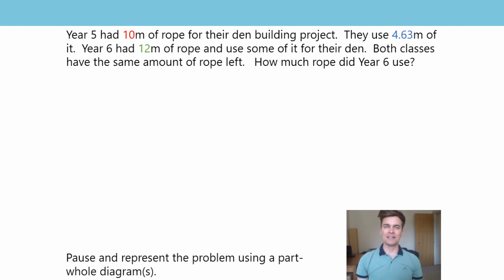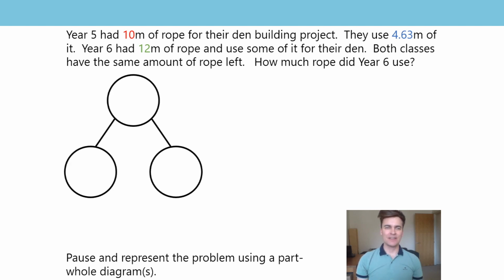Press pause and have a go at representing the information from this problem using part-whole diagrams. Press play when you're ready. Ready? Hold up your part-whole diagrams. Let's take a quick look. Let me show you the ones that I've drawn. So, Year 5 had 10 metres of rope. They used 4.63 metres of it. We don't know how much is left.